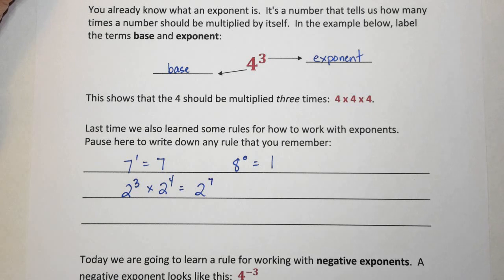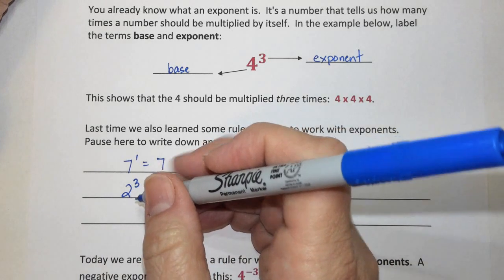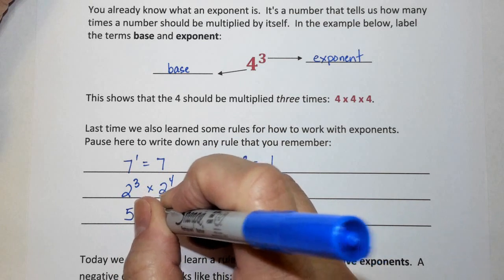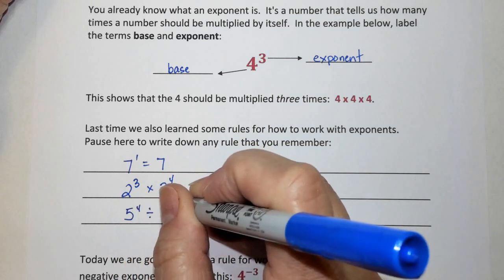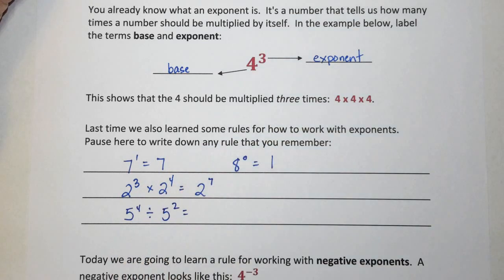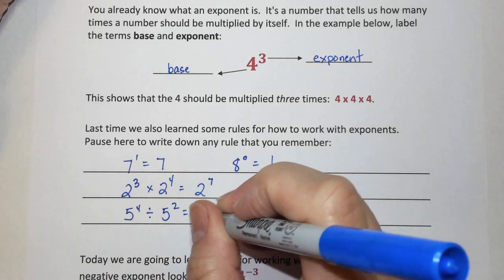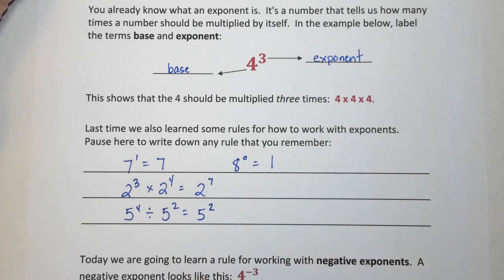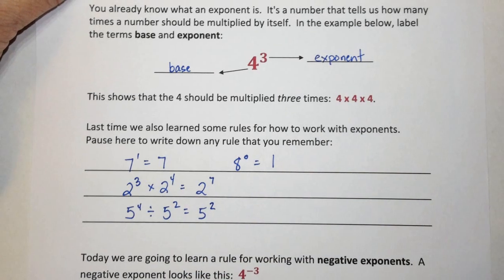Or perhaps you mentioned the rule that says to divide numbers with the same base, you can subtract the exponents. Let's use our base of 5, maybe 5 to the power of 4 divided by 5 to the power of 2. As long as the bases match, you keep the base, and then you can subtract the exponents. 4 minus 2 is 2. Good.